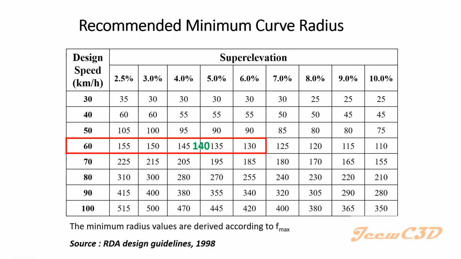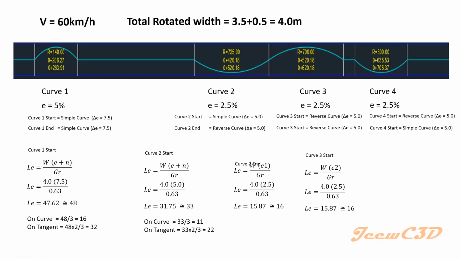So for all of the curves you should have a super elevation of 2.5, because the radius is greater than 155. So these are the super elevations you have. For curve 1, E equals 5; curve 2, E equals 2.5; curve 3 also E equals 2.5; and curve 4, E equals 2.5 as well.